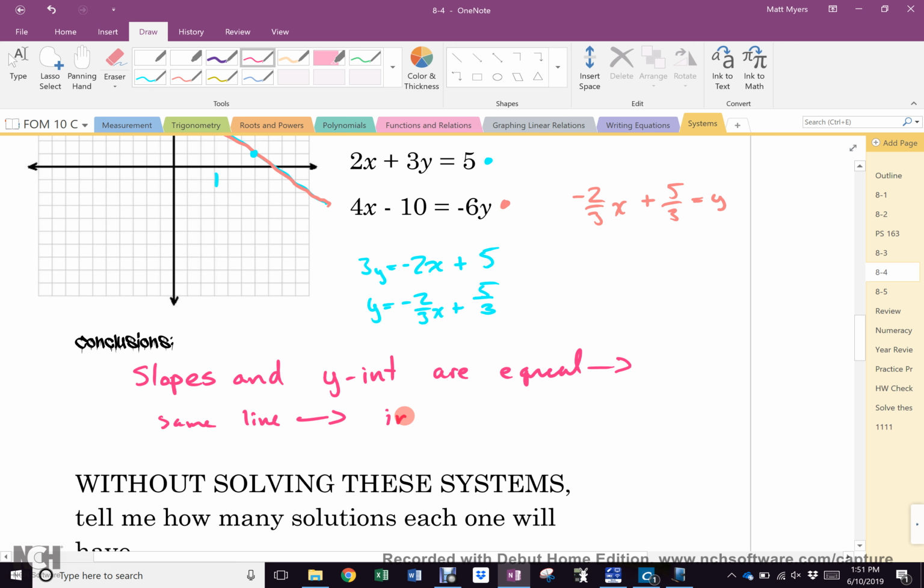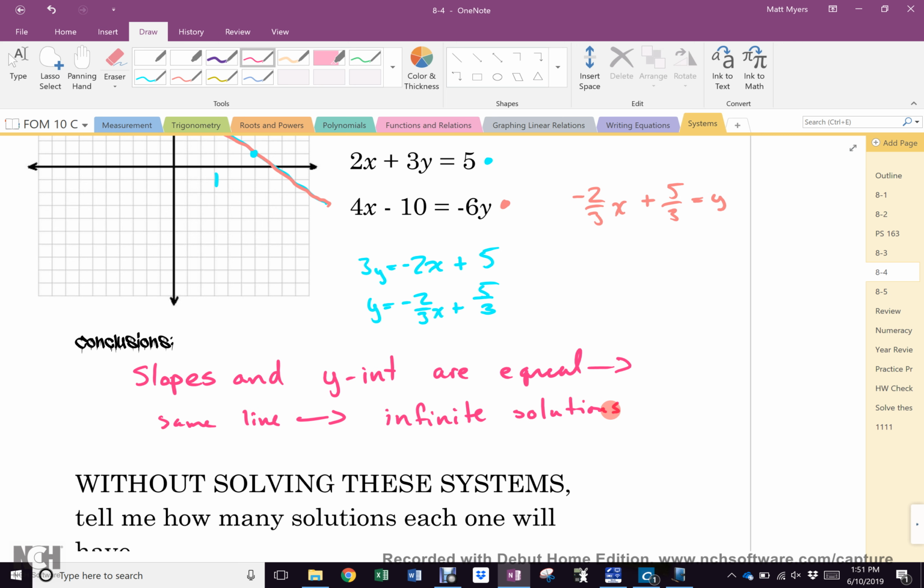Therefore, there are infinite solutions. So what are our 3 options for a linear system? It can have 1 solution, no solutions, or infinite solutions. Do I need to actually solve the system to know if it's 1, 0, or infinite? No, I don't need to solve it. All I need to know is if the slopes are going to be the same or different.